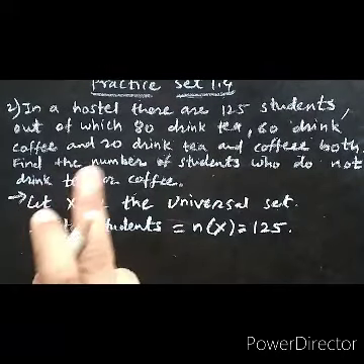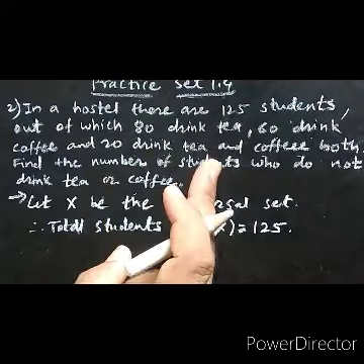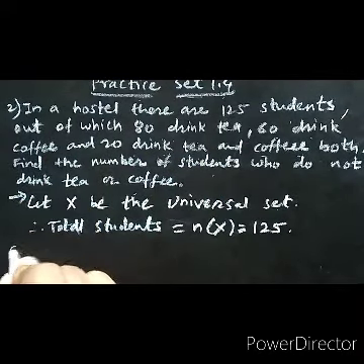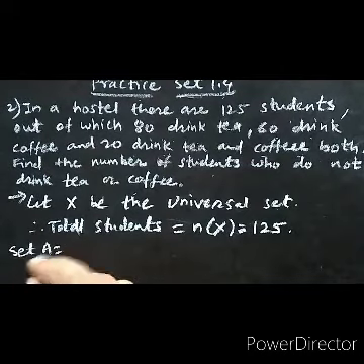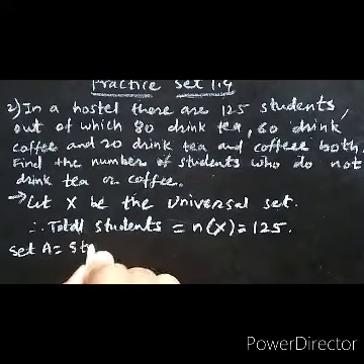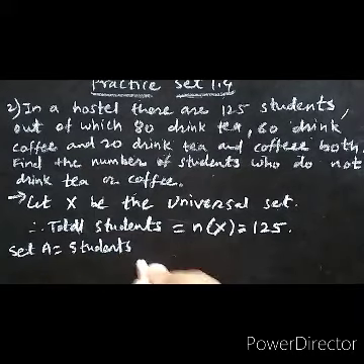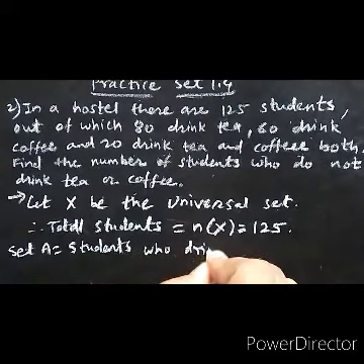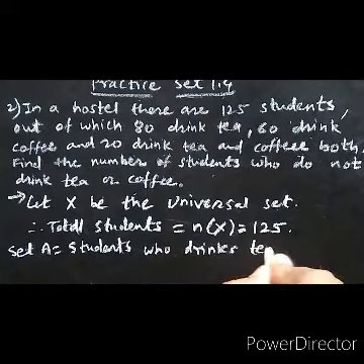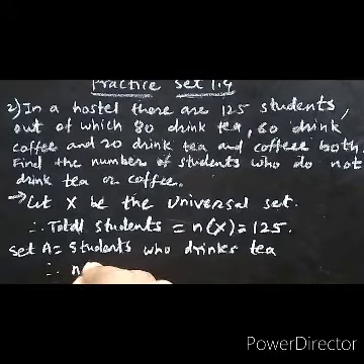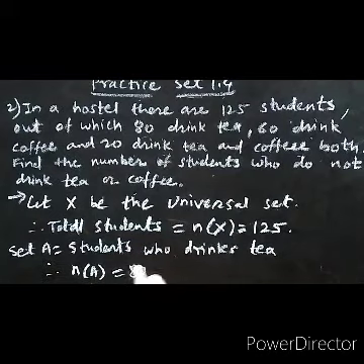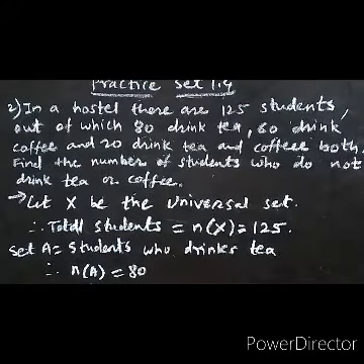Now, out of which 80 drink tea and 60 drink coffee. Therefore, here we have to consider set A is equal to students who drink tea. Therefore, n of A is equal to 80. 80 students drink tea.